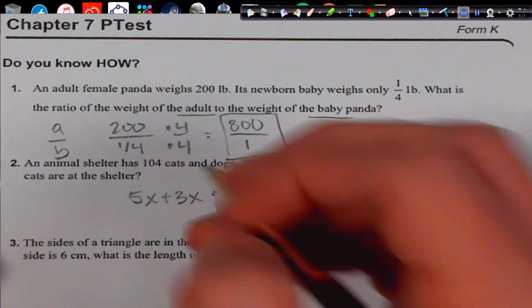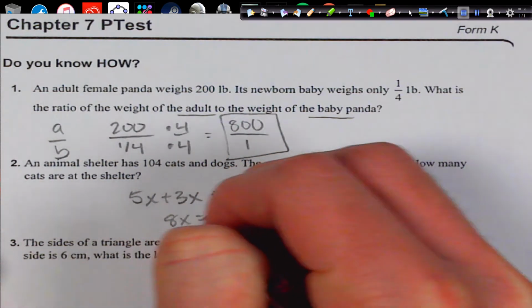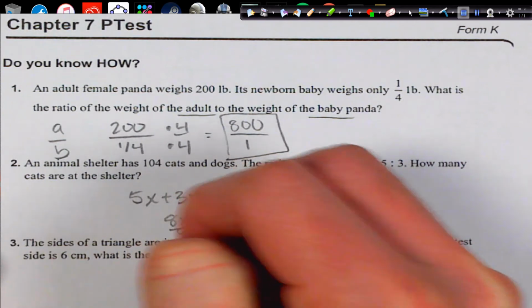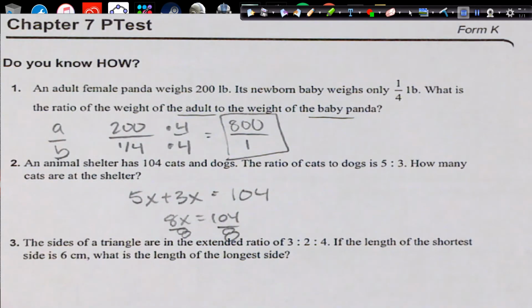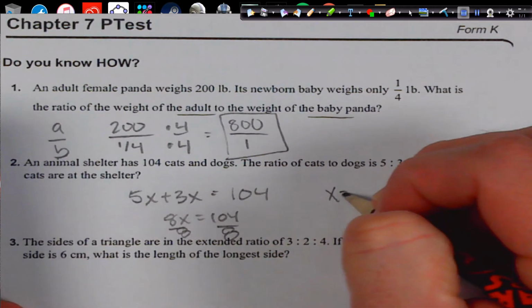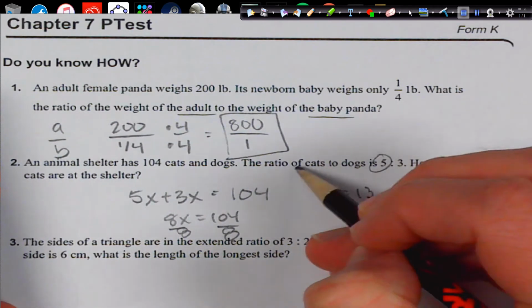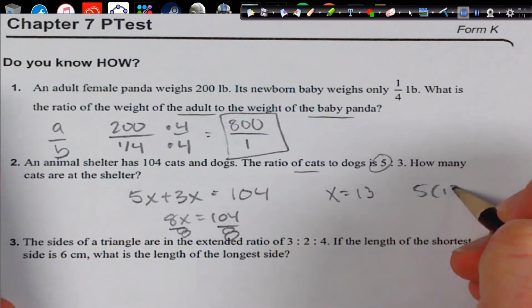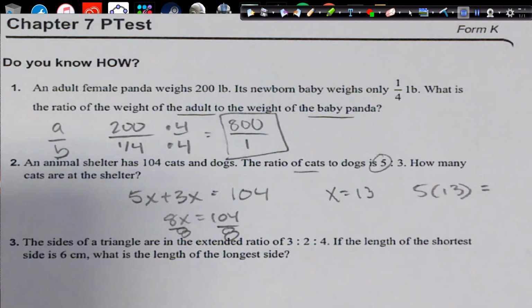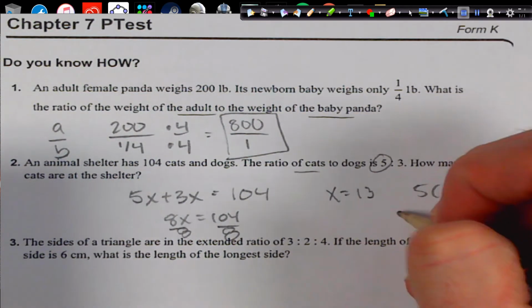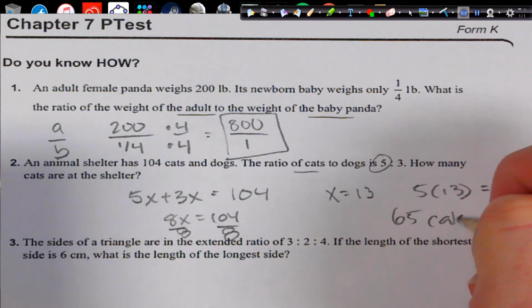Okay, so that becomes 8x equals 104. Divide by 8. And when I divide by 8, I get 13 for x. And then how many cats are there? The first number goes with cats, so that's 5 times 13. And that's going to be 65. So we have 65 cats.